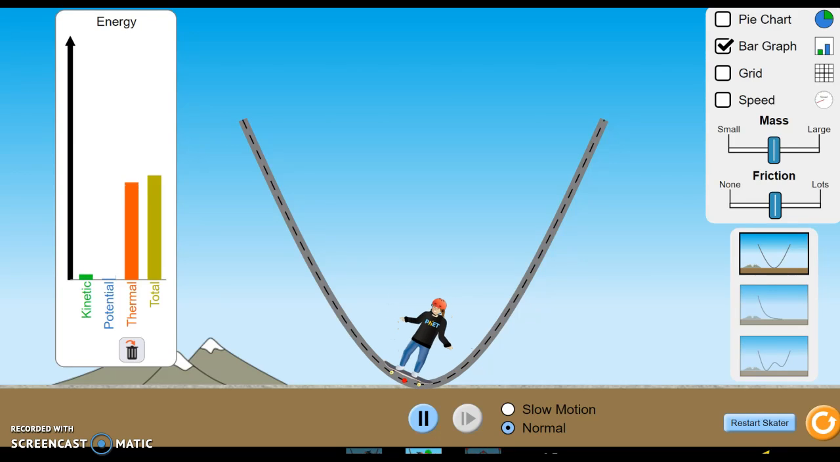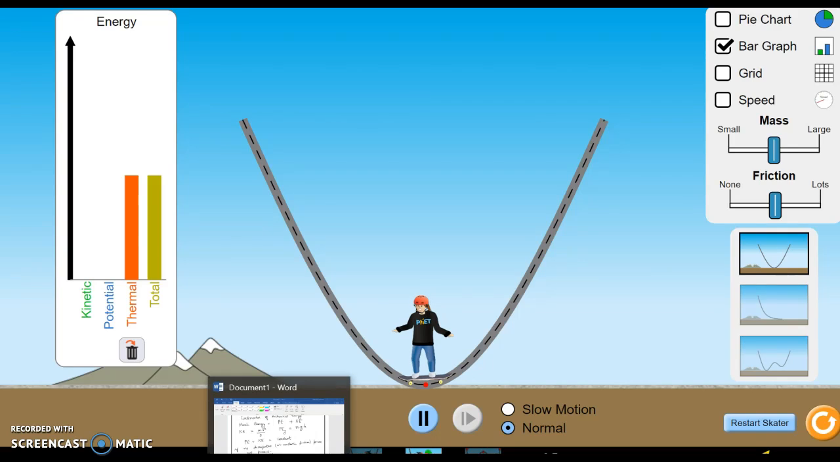But if you look, the total mechanical energy finally reduces to zero when all of this energy gets converted to heat, and that's when the skater stops. So if there is air resistance or friction, then some of the energy is dissipated as heat. But in the absence of such forces, we can conclude that kinetic plus potential will be a constant.